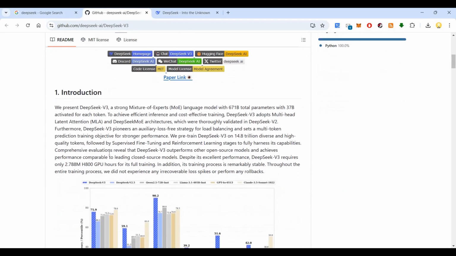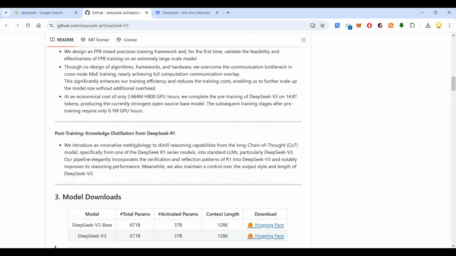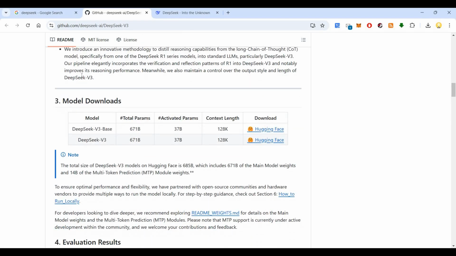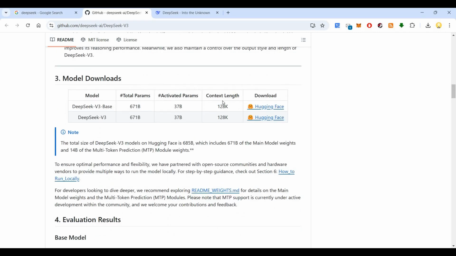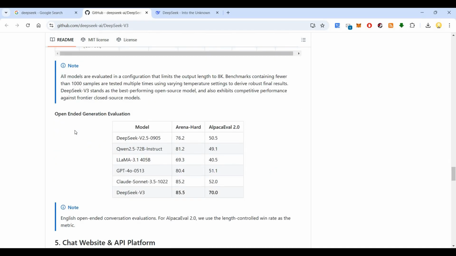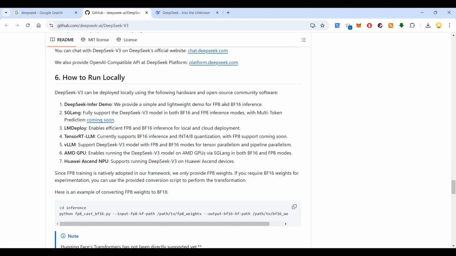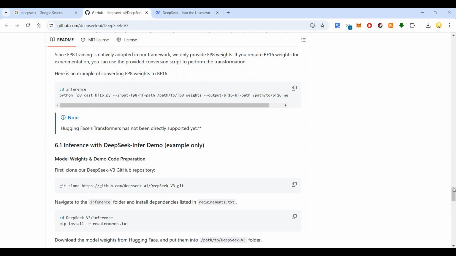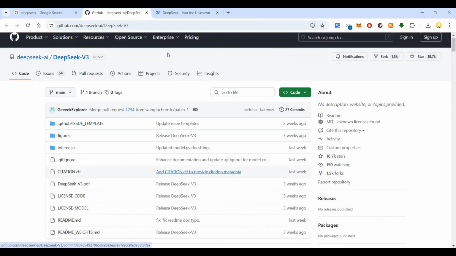So this is the DeepSeek portal. If you see the GitHub portal, this is the model summary that they have given. This is the number of model downloads, evaluation results. This is the total parameters it has, activated parameters, context length. Now if you look at the chat model, this is the information that they provide. It also mentions how to run locally. We provide a simple and lightweight demo for FP8 and BF16 inference. So you can deploy it locally from Python and use it, or you can use LLM tools. There are various LLM tools which can be used to deploy these models.